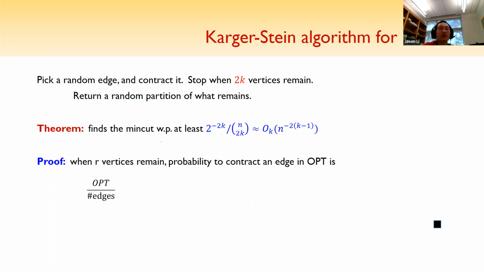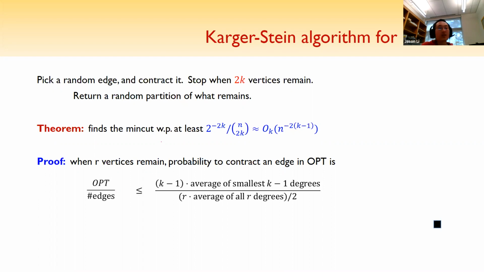So it suffices to show that this min k cut survives on each of these iterations where r is from n to 2k. So what is the probability that we fail on the iteration with r vertices remaining? Again, we select a random edge and suppose the graph is unweighted. The probability that we fail is just opt over the number of edges. Now we use the fact that opt is a min k-cut. I want to claim that opt is at most k-1 times the average of the smallest k-1 degrees, which is also just the sum of the smallest k-1 degrees.